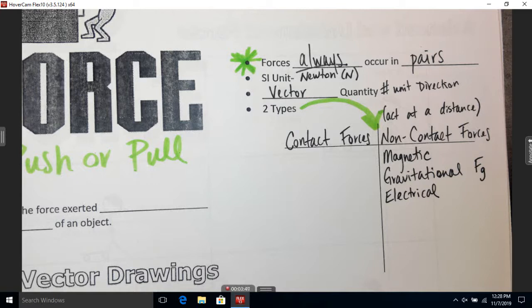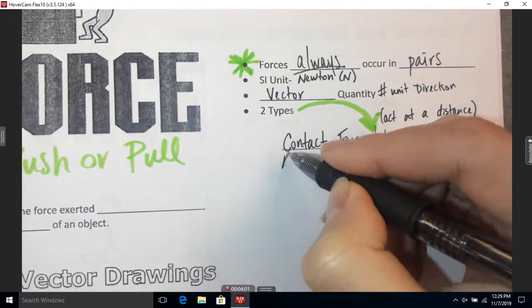Okay, what would be some contact forces? Yeah, like you actually pushing. So that's called the applied force.